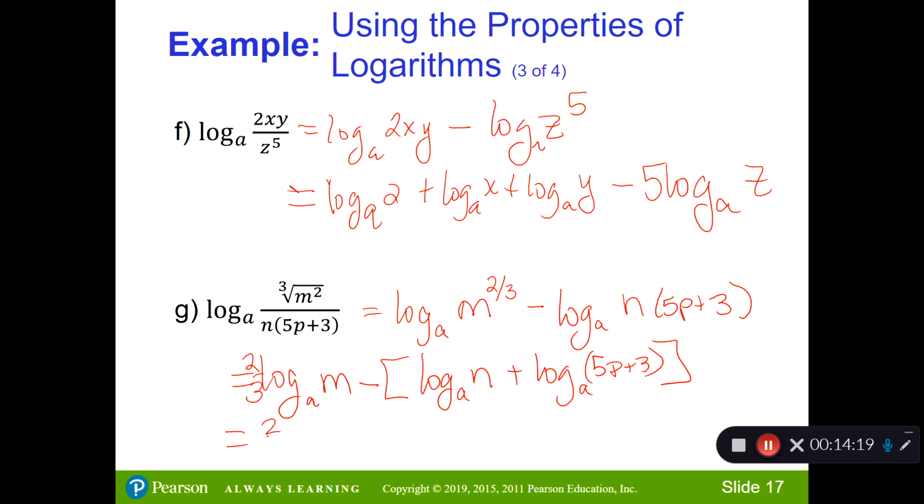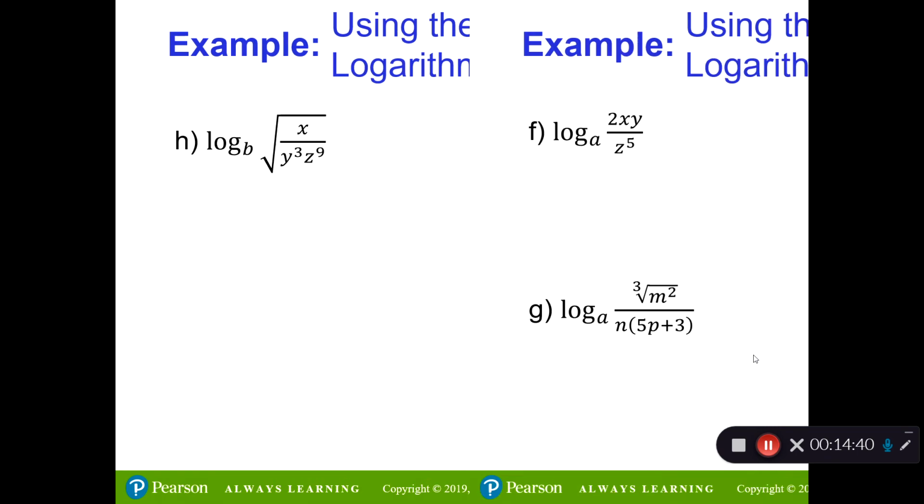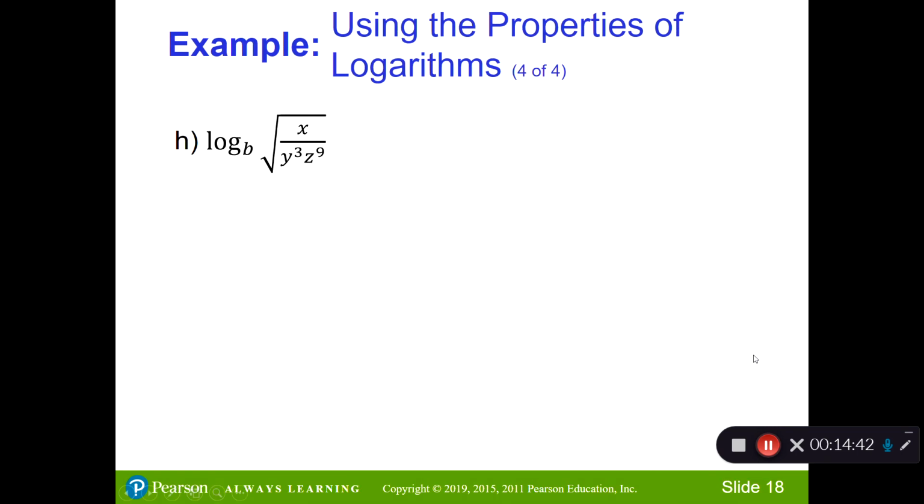Now that's 2/3 log base a of m. This distributes minus log base a of n minus log base a of 5p plus 3. Notice that I cannot split this one up because this is not a pure multiplication. I've got an addition going in there, and I don't have a property that allows me to break up a log against an addition or subtraction.